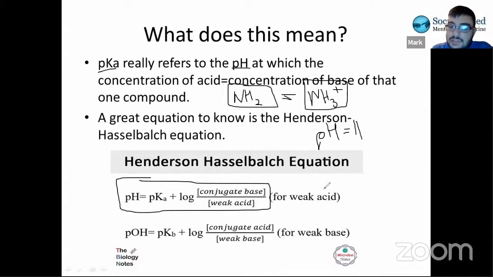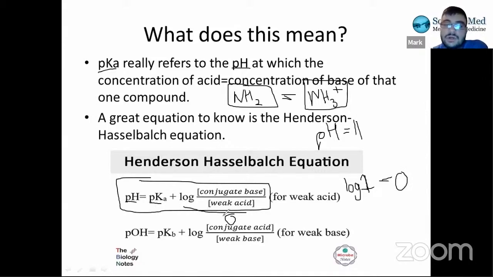So this essentially means that pH equals pKa plus log of 1, because anything divided by itself is 1. You know that log of 1 is 0. So it's just pH equals pKa plus 0. So pH equals pKa. That's how you mathematically prove it.